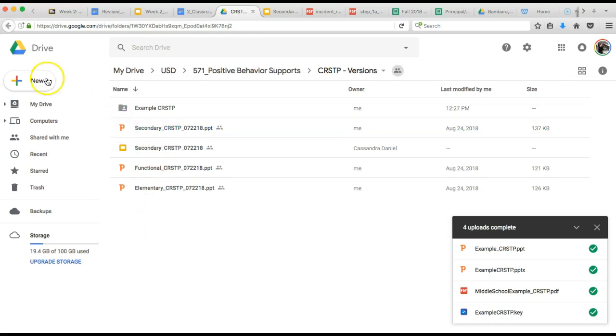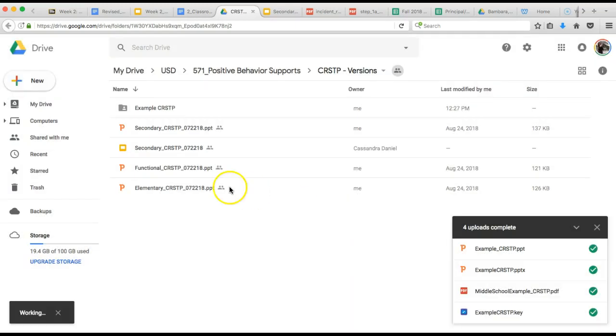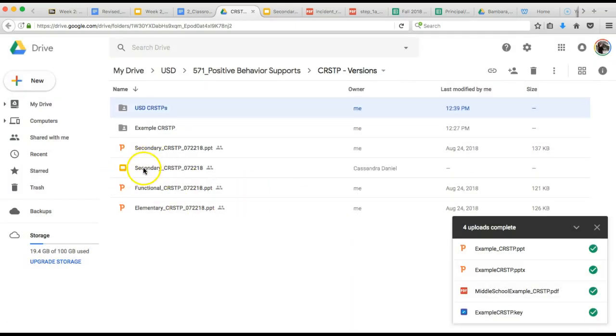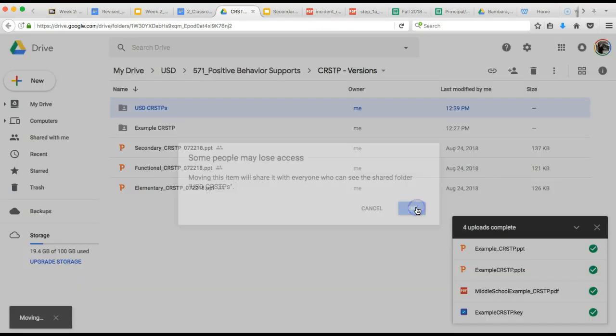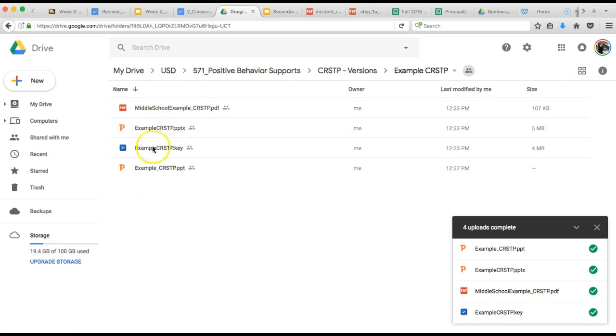And maybe what we can do, just to keep things at least clean in here, is put USB CRSTPs right here. And then I'm going to put Cassandra's in there right now. There we go. So then you can just have those in there so that this is still really clear. What I did add was some examples of these CRSTPs.